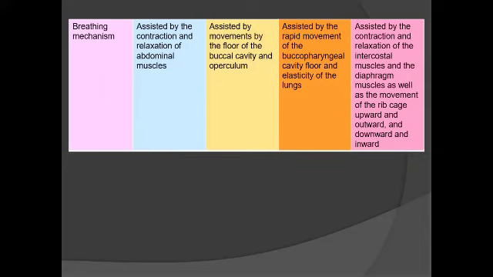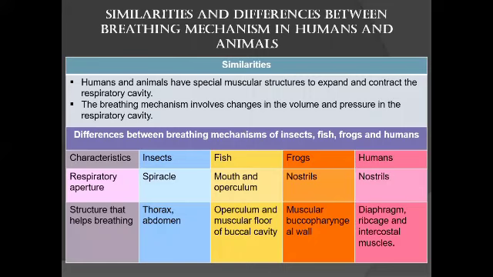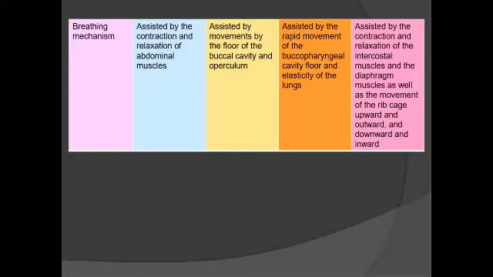For frogs, their respiratory aperture is the nostrils, and the structure that helps them breathe is the muscular buccopharyngeal wall. And their breathing mechanism is assisted by the rapid movement of the buccopharyngeal cavity floor and elasticity of the lungs.